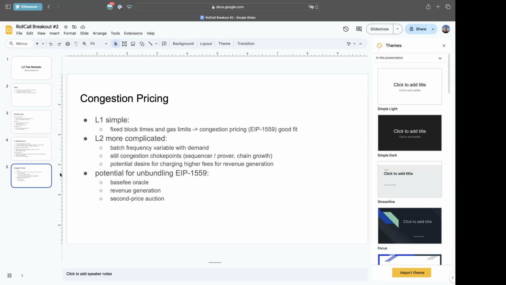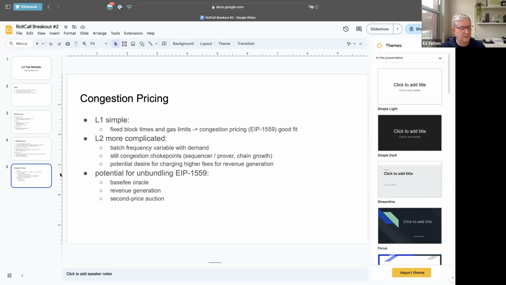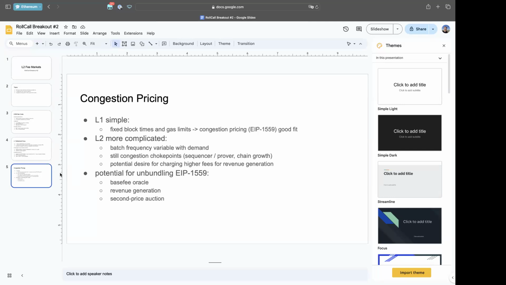Of course, you don't have quite a fixed throughput because there's more variable batch frequency. Of course, you still have some sort of congestion, sequencer approval, choke points, chain growth, all these things. So congestion is not a factor at all is not the case. And possibly you want to charge above clearing price, or at least that could be an option. And so the question is, does it maybe make sense to try to unbundle 1559 and adapt it, or only pick some of the aspects for the layer 2 context in particular?